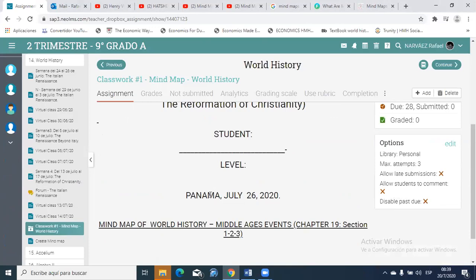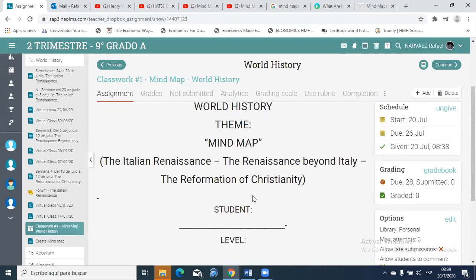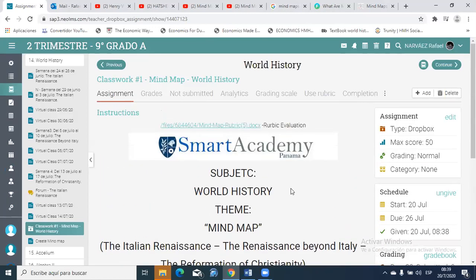Okay, and then you have to deliver it. The due date is Sunday 26. So today is 20. So you have 7 days in order to complete this activity, guys. Until Sunday is the last day you have in order to hand in this document in this section. Remember, you have to do it the same way you did it last trimester. The file of the document, you have to load it up in this section.